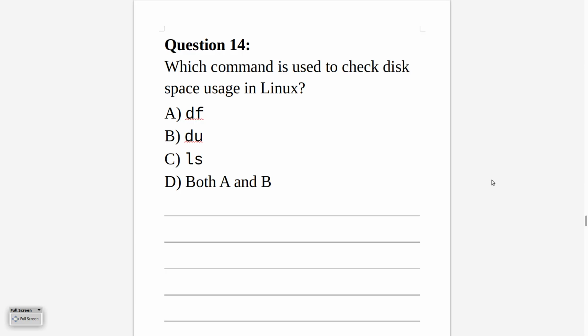Du would have been my first choice, and du kind of gives you other disk info. Does it give usage though? You know what? I think it does, even though I wouldn't normally use it. I'm going to go for both A and B.